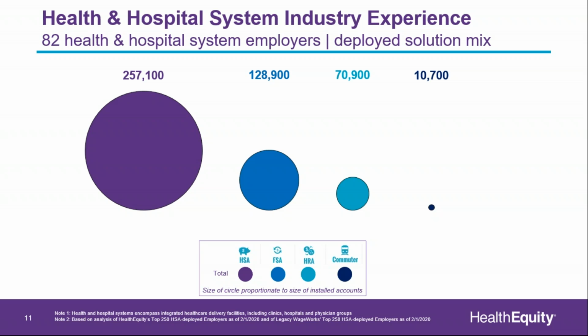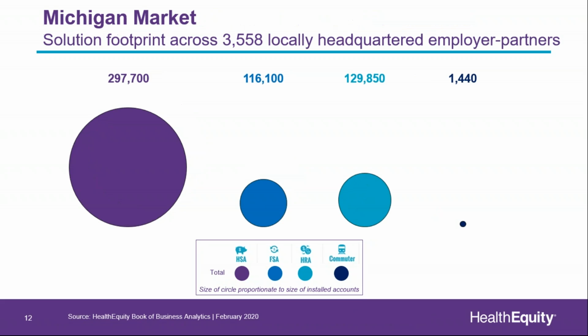In the state of Michigan, if we were to do a little bit more of a deep dive on that, and we go to the next slide, Rob, you can see we have over 3,600 employers, and we have, again, lots of HSAs, FSAs, HRAs in the state. So there's lots of Michiganders who have our account and our product in their wallet that they use for qualifying healthcare expenses.